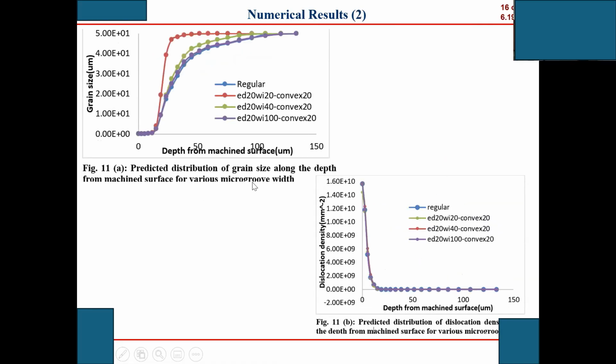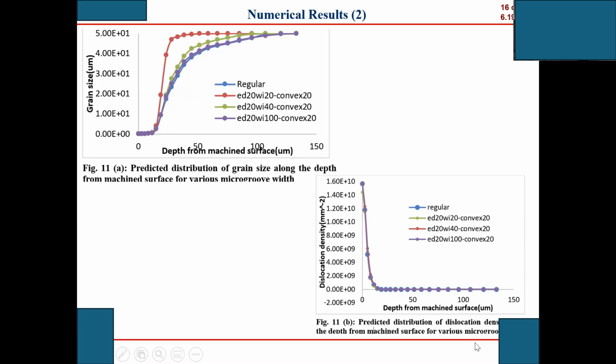Then we can look at the grain size. The predicted distribution of grain size along the depths from the machined surface, going down, for various microgroove widths. There are four curves. This curve is the regular tool. This one is radius 20, width 20, convex 20. This one is width 40. This one is width 100. We have three curves, and for the regular tool the grain size curve deviates from these three curves.